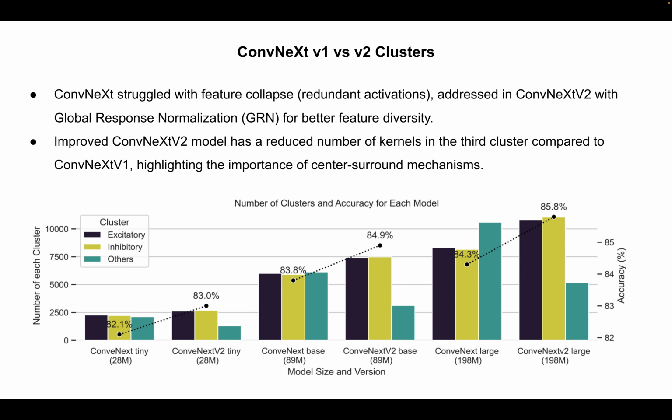In this slide, you can see the bar plots of the number of kernels of each cluster for different variants of ConvNext v1 and v2 models. ConvNext v2 is the improved version with higher accuracy. Interestingly, we observed that the number of kernels from the center surround structure increases in this enhanced model.